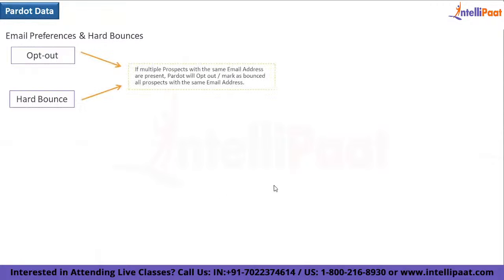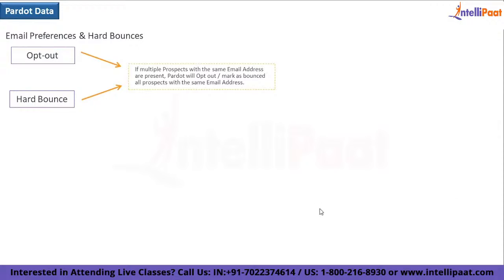Now what happens if multiple prospects with the same email address are present? Let us say we got three prospects, A, B, C, and all three have the same email address but a different CRM ID, and prospect B got opted out. Do you want to manage the other two prospects, A and C? You don't need it, because all three share the same email address, correct?